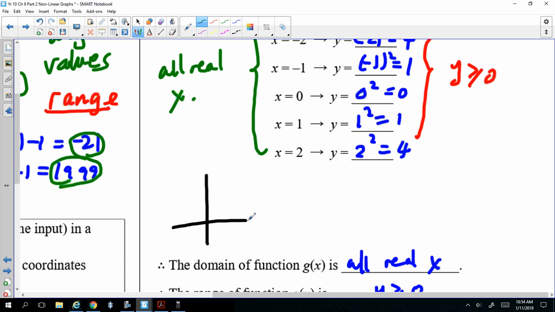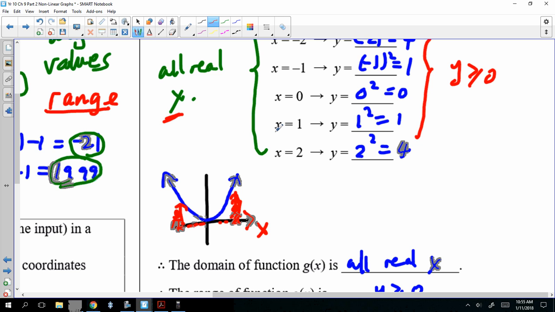So you may wonder, why is it called domain? If you look at the x-axis, domain is when you walk on the x-axis, you can always see the graph, isn't it? No matter where you walk. That's why it's called the domain. When you're walking on the x-axis, you can always see the graph. It's all real x.